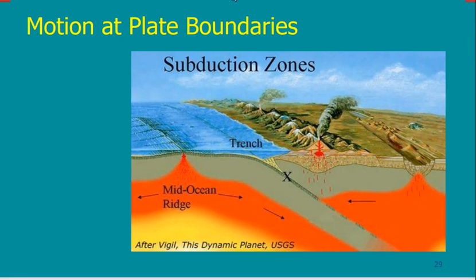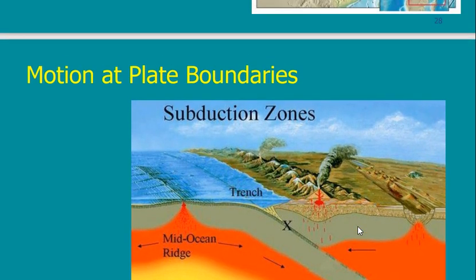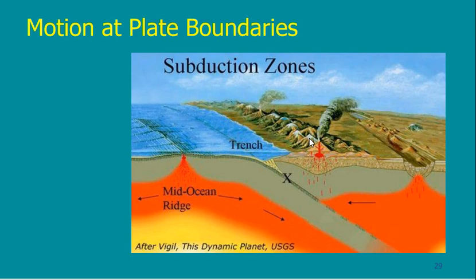Motion in plate boundaries. This is a summary of what we have just said. It's not new information, but it is also a very good shape of information. This is the mid-ocean ridge. This is where plates split. This is the subduction zone, which means that the plate is going down. So this upper plate, because it is very thin, goes down. This thick one goes up.